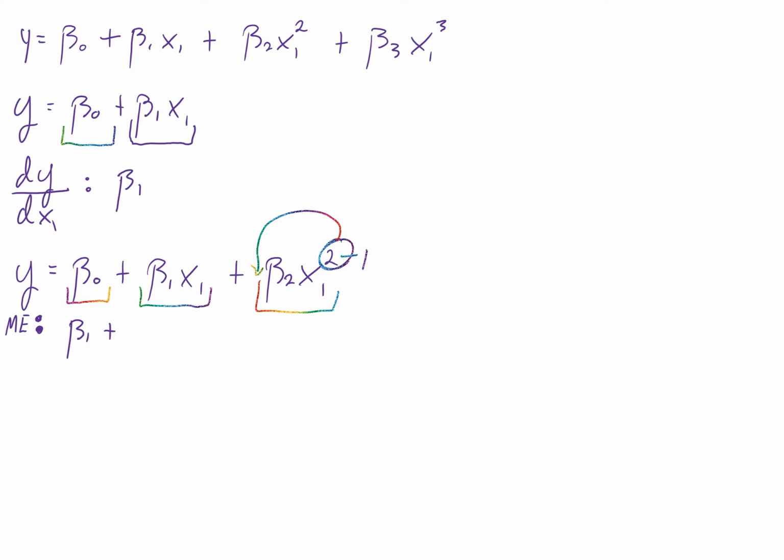Okay, so we're going to have 2 beta 2 times x1 to the 2 minus 1, or just 1. So we're saying here that the effect of x1 on y is beta 1 plus 2 beta 2 times x1. In other words, it's a function of x1. So how much x1 affects y depends on the value of x1.